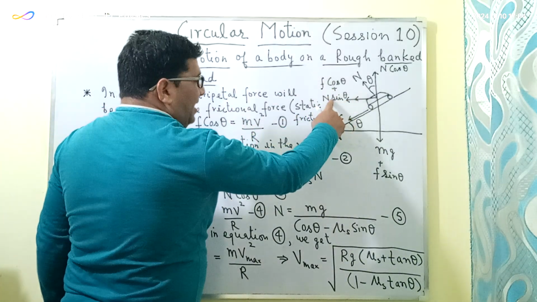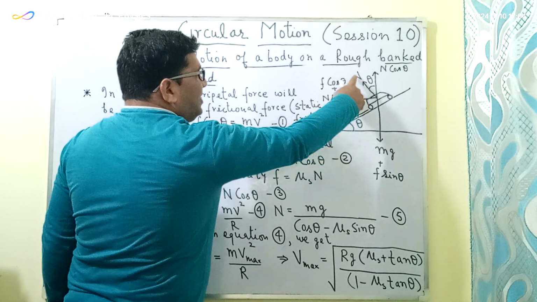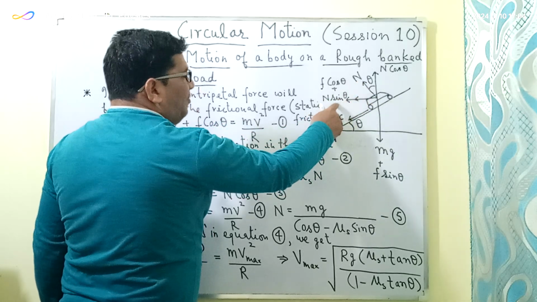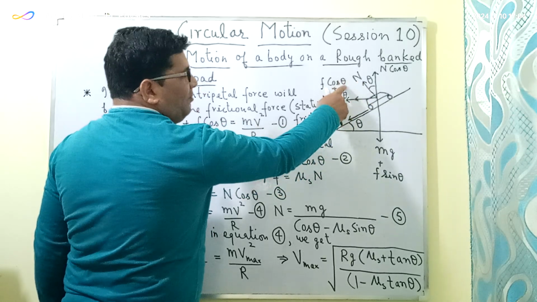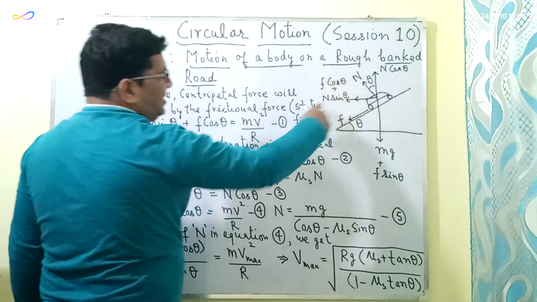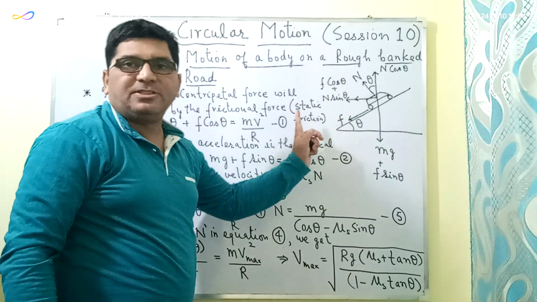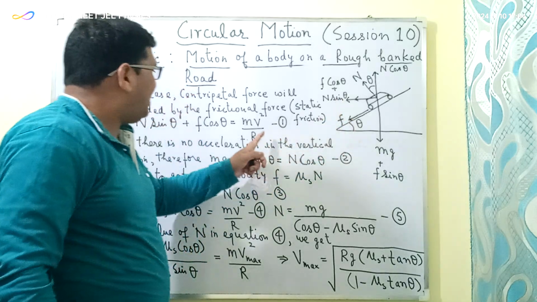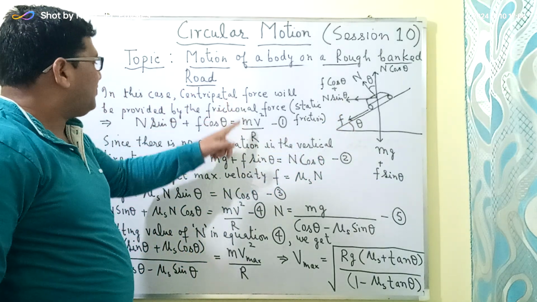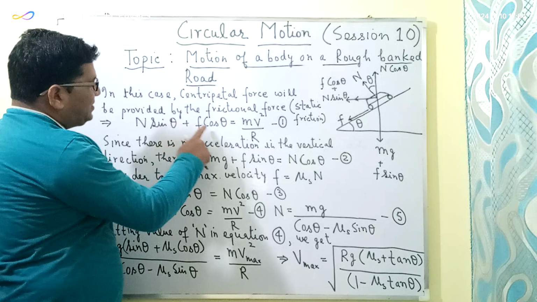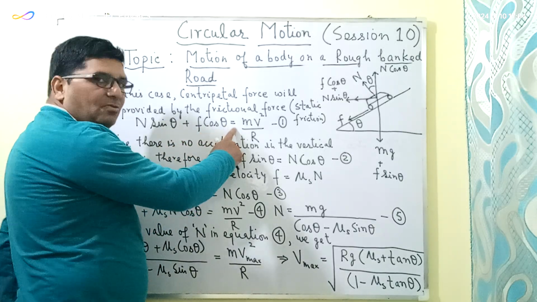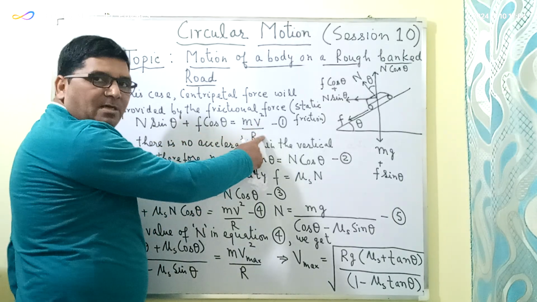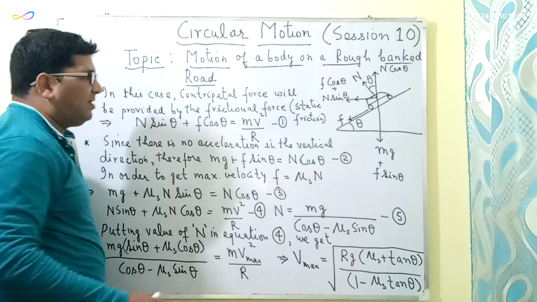Similarly, N sin theta is a component of the normal reaction. Both these components, N sin theta and f cos theta, which are acting towards the center of the circular motion, will be providing the necessary centripetal force. So N sin theta plus f cos theta will be equal to mv square by r. This is the first equation which we have got.